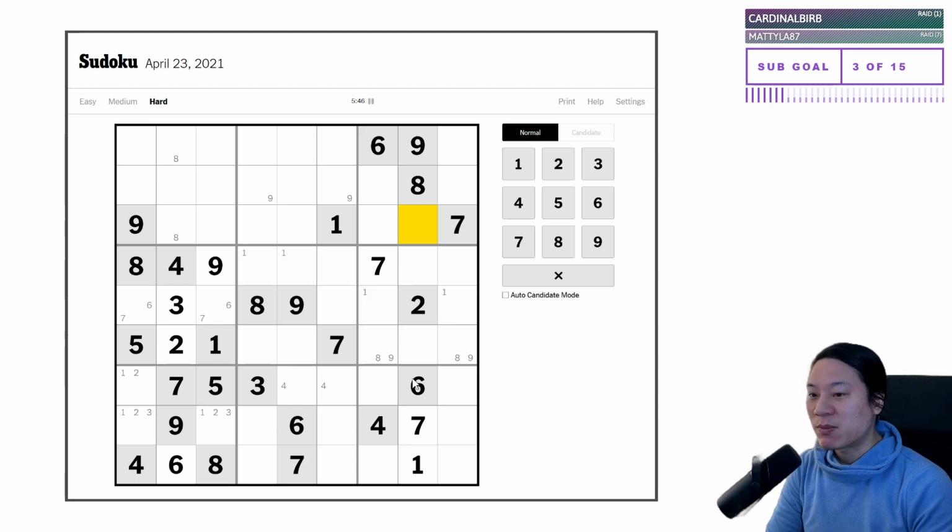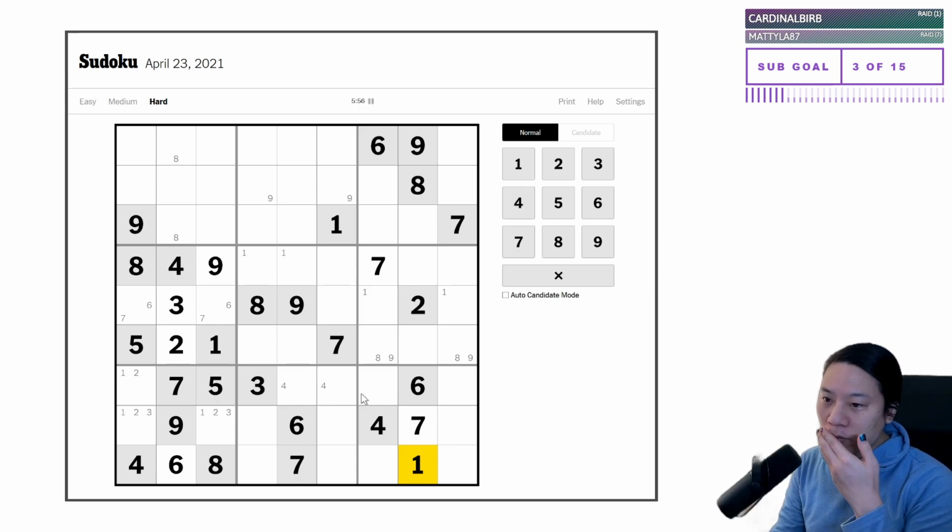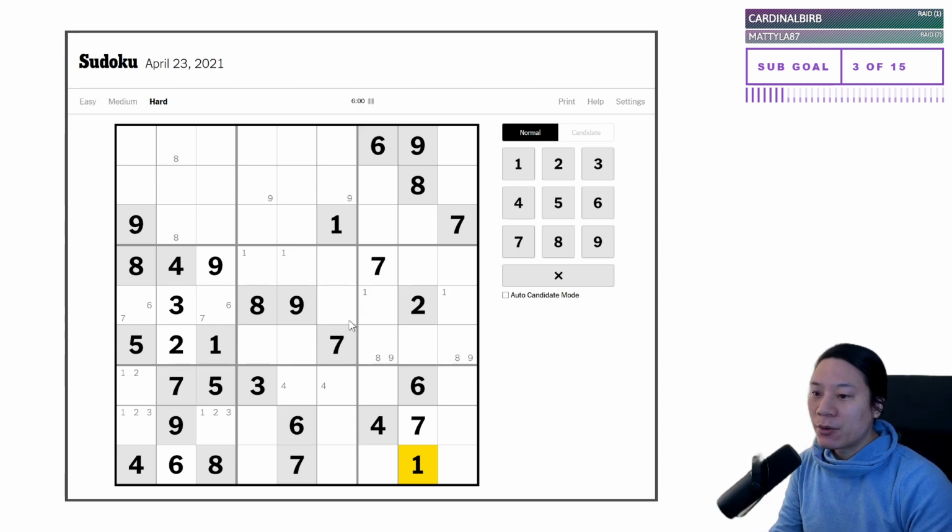So that was me trying to explain that 1 can't go here. This pair of 1s means they can't go in these 2 cells either. So there's only 1 place for the 1 to go. So what does that do for us? Not a lot. I'm left with 3, 4, and 5. There's 4 there, there's 5 there. There's nothing to see here.